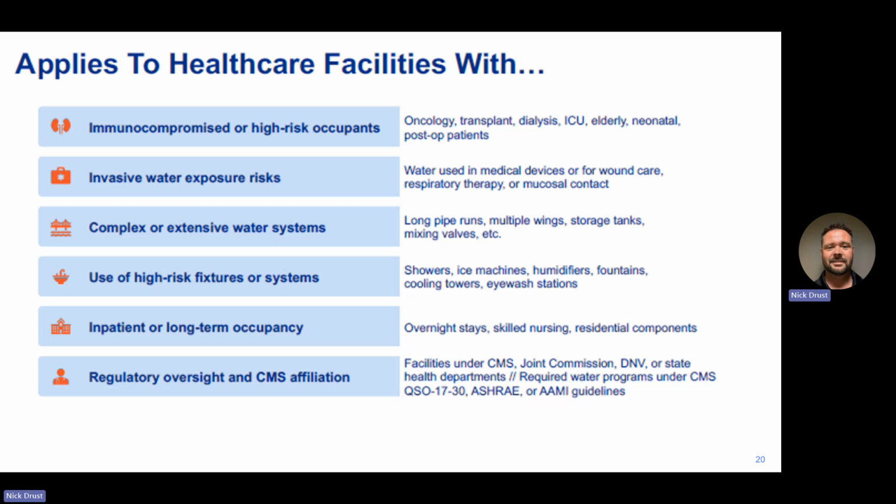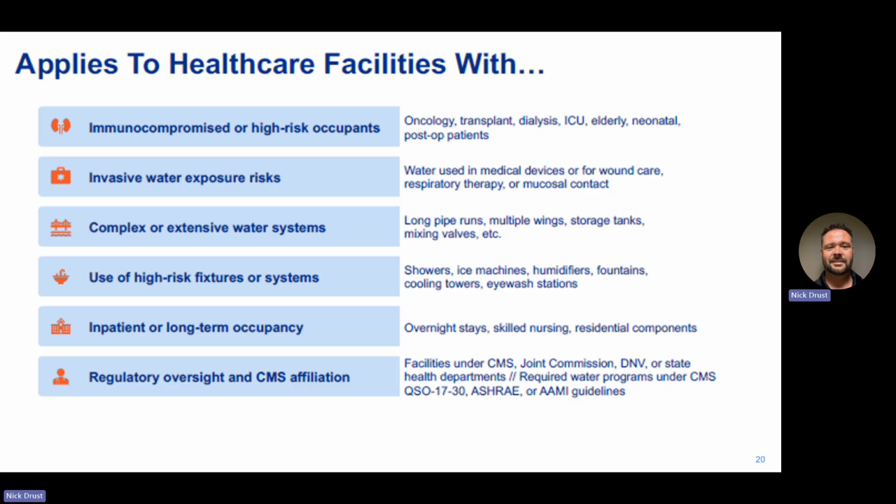It's one of my favorite sections because it directly addresses many of the blind spots we talked about earlier. Showers, ice machines, humidifiers, decorative water features, cooling towers, and eye wash stations. Notice that several of these are not traditionally considered part of infection prevention programs.